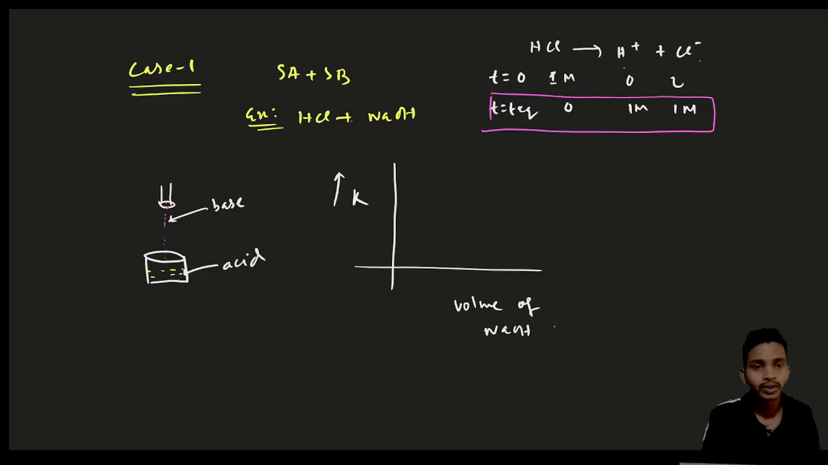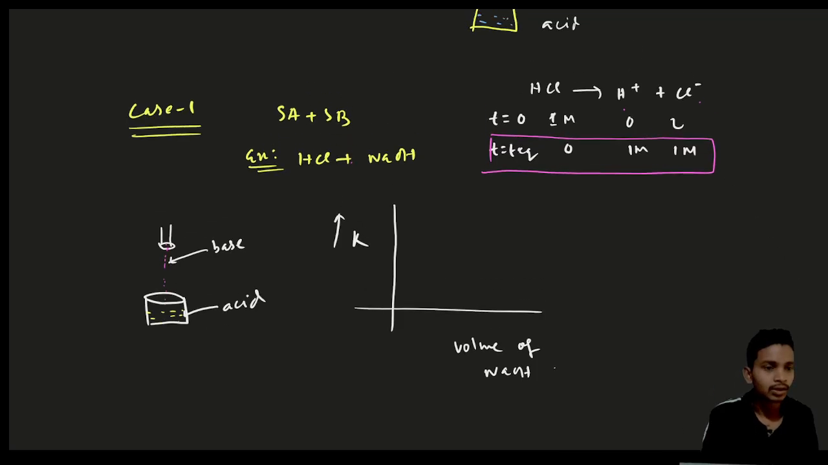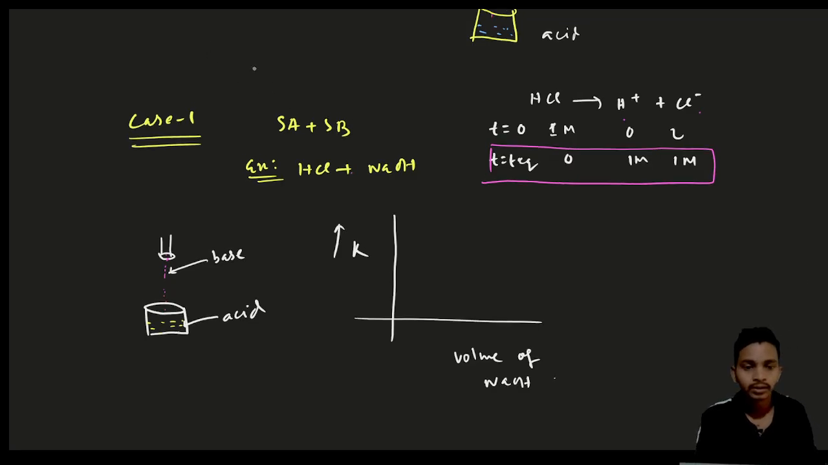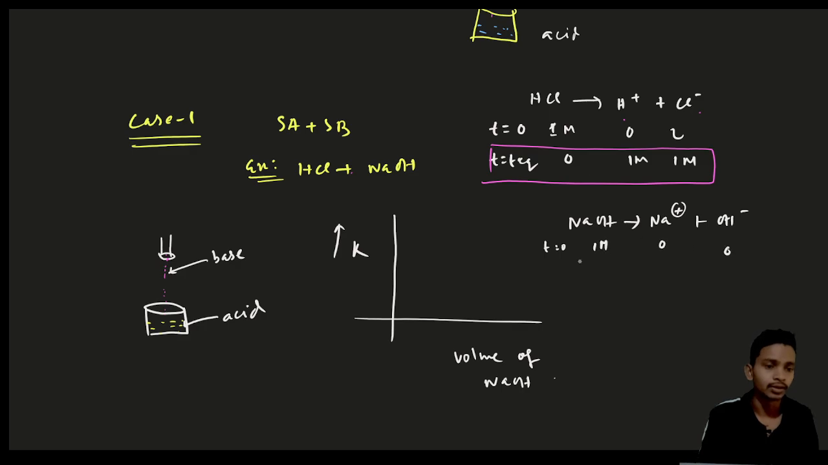And similarly NaOH is also a strong electrolyte, so this will dissociate into Na plus and OH minus. At t equal to 0, this is also 1 molar, 0, 0. At t equal to t equilibrium, it is 0, 1 molar, 1 molar. So in the solution, whenever you are adding, what is present is Na plus and OH minus, along with H plus and Cl minus.